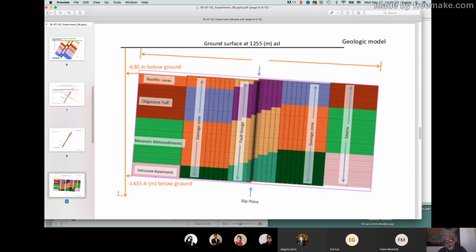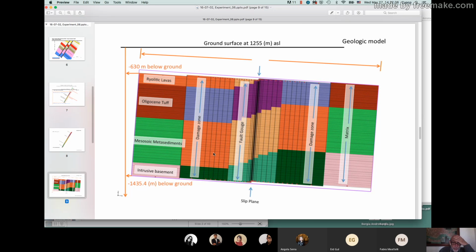This is actually how you see the model, and I need to expand it, otherwise it will be too difficult to show you how the fault gauge is modeled and how the damage zone is modeled, and the intact rocks on the side, the rock matrix. As you see, there is intrusive basement, the Mesozoic sediments, the Oligocene tuff, and the rhyolitic lavas. These are intact and have a little bit of fracturing.